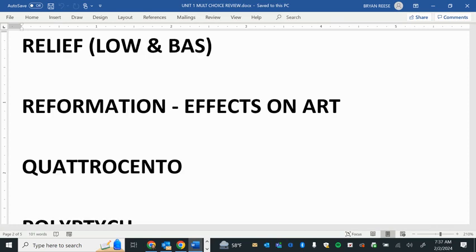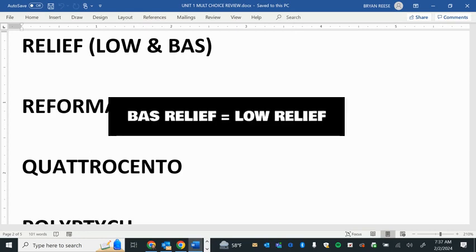There is a question of relief on this test. And I believe in this question, I'm going to show you a relief sculpture that I did not show in class. And you need to be able to tell me if it's low relief or bas relief. Wait, is bas relief low relief? Uh-oh. All right. Typo. So this is bas relief and high relief. So change low to high.